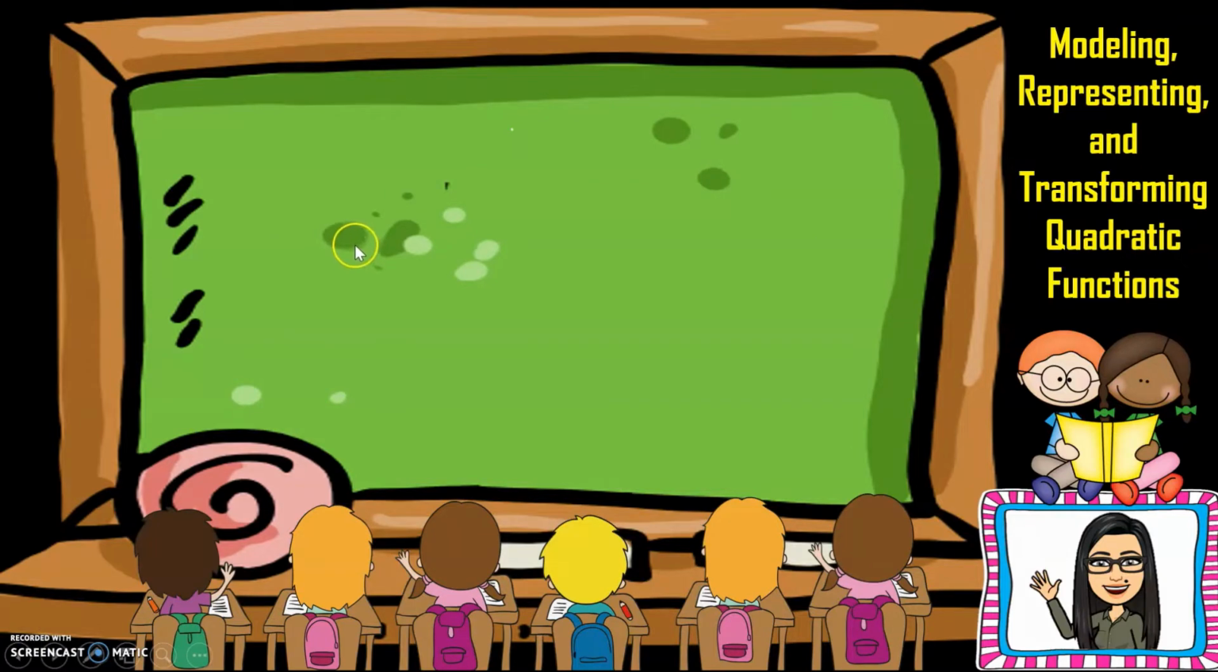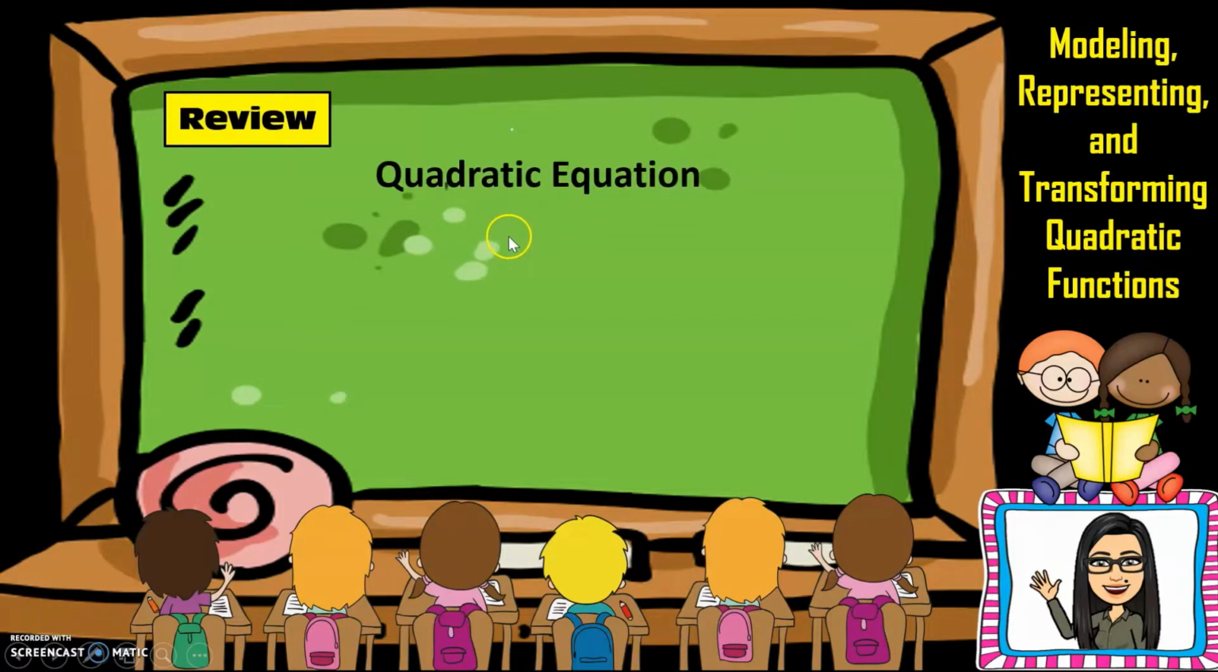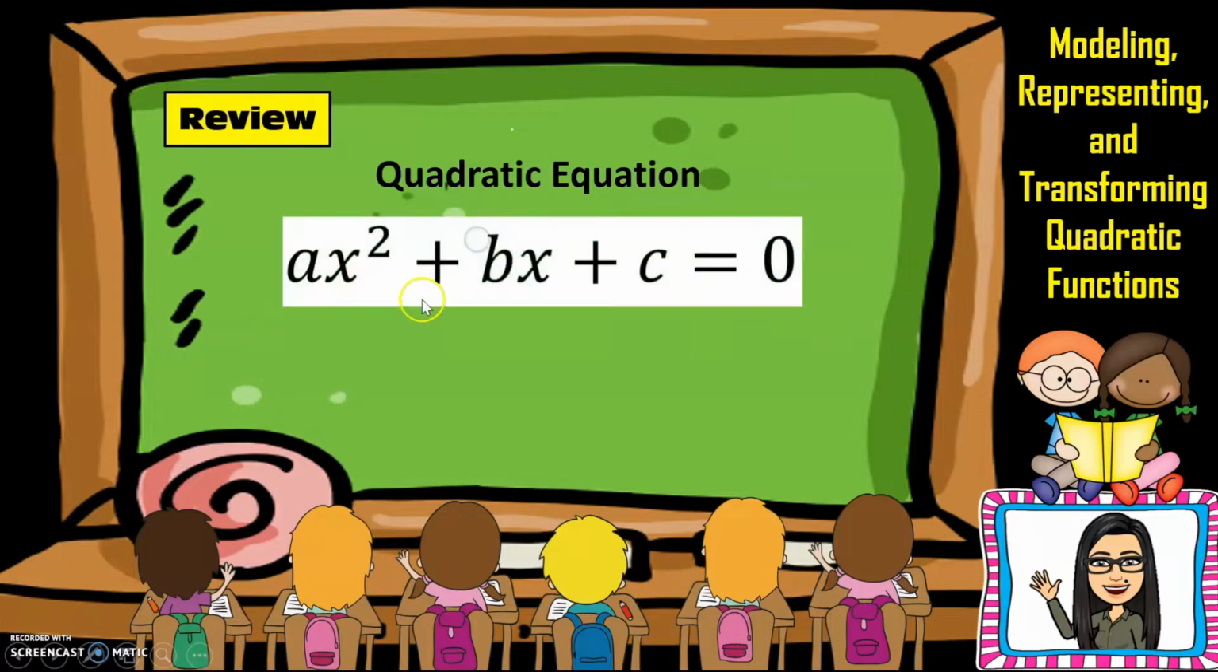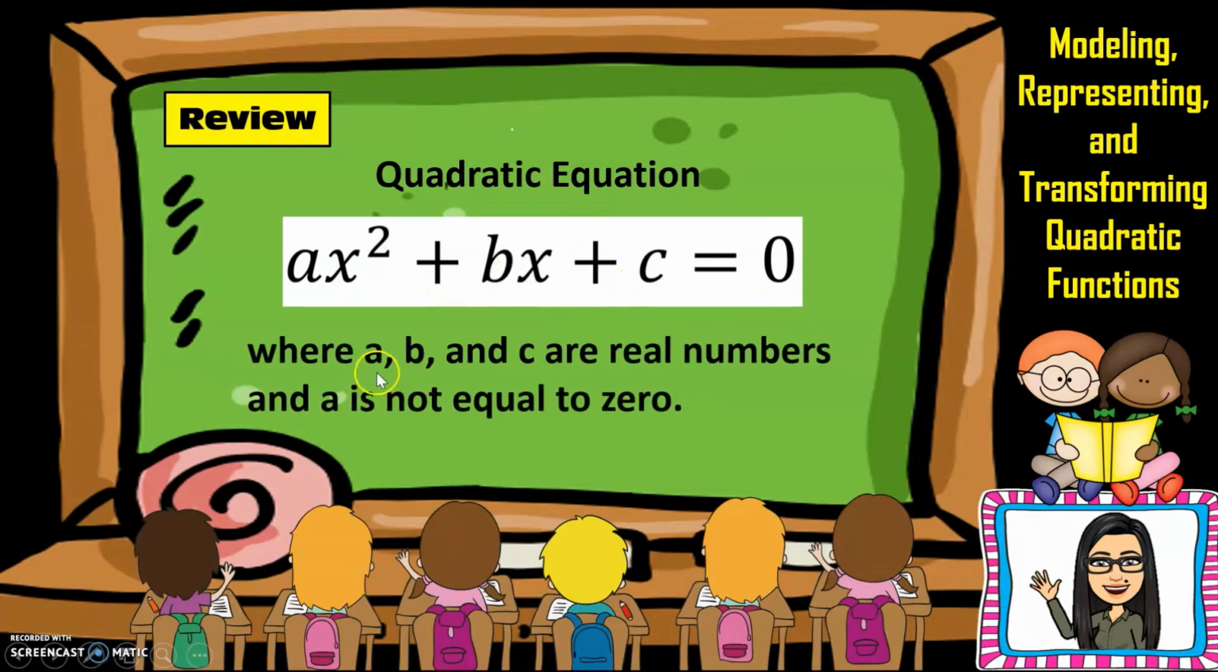To start, let's first have a short review. So last time, if you can still remember, we discussed about quadratic equation. And when we say quadratic equation, it can be represented in standard form as ax squared plus bx plus c is equal to 0, where a, b, and c are real numbers and a must not be equal to 0. Why do you think a must not be equal to 0?